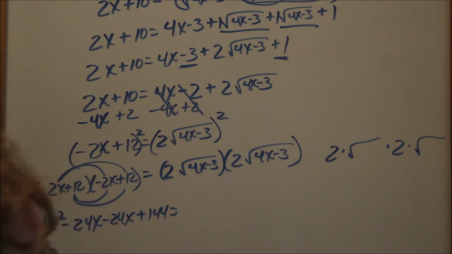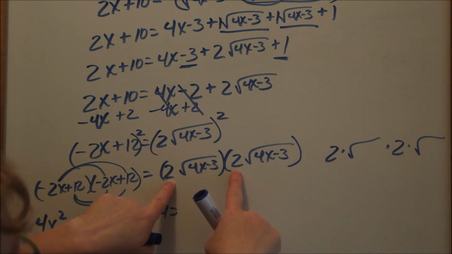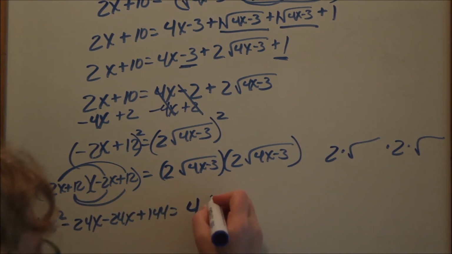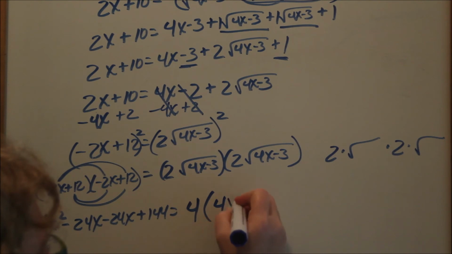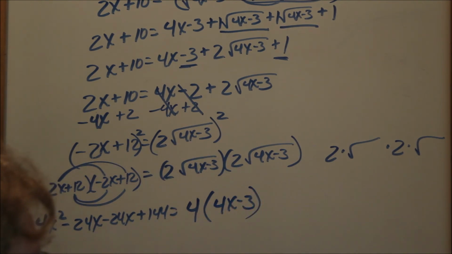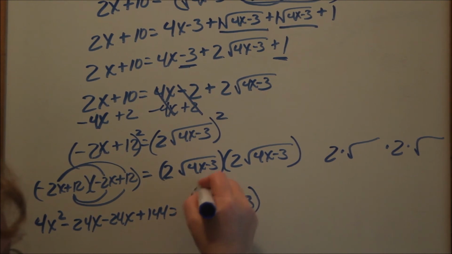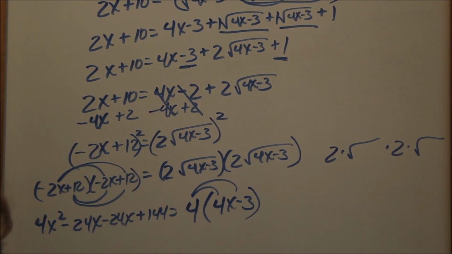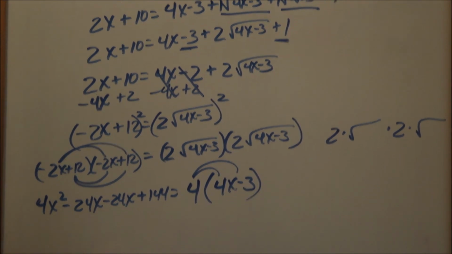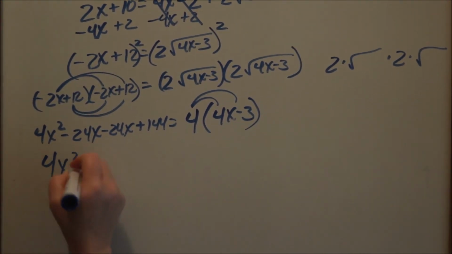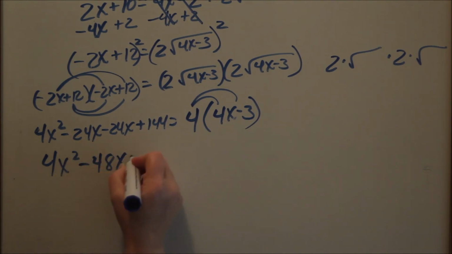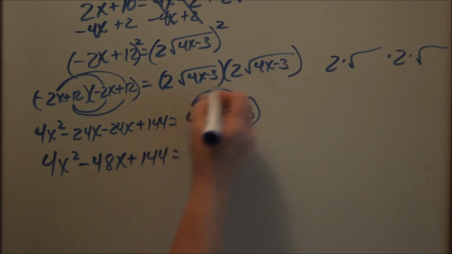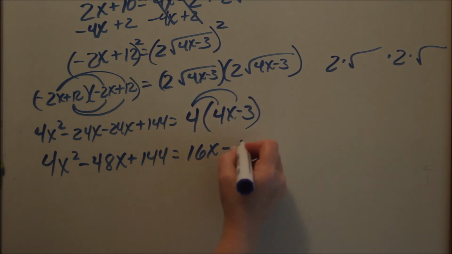We'll move everything around because multiplication is commutative. So 2 times 2, 4, times the square root times the square root cancels each other out, and you're left with 4x minus 3. Okay? Now this gets distributed because there is this subtraction sign right here. So let's combine like terms over here. 4x squared. I owe 24, I owe 24. So I owe 48x plus 144. Distributing my 4, 16x minus 12.